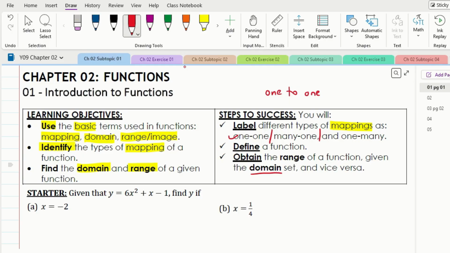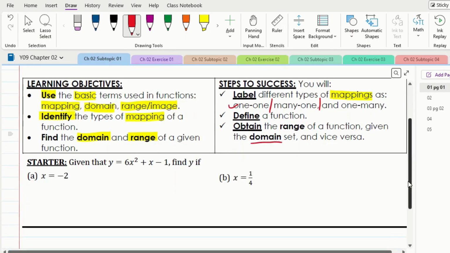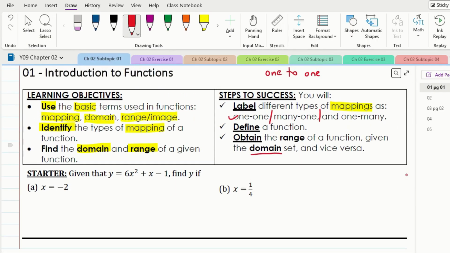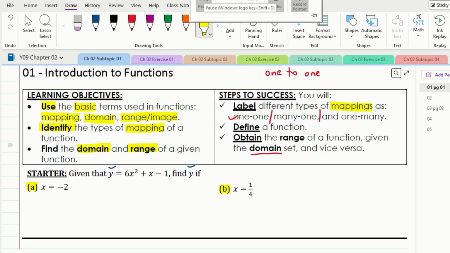So with that, before I start to deliver the examples and the explanation of the content, please try to do the starter on your own, and I will pause the video for you to answer this question below. Given that y equals 6x squared plus x minus 1, find y if a, x equals negative 2, and b, x equals 1 over 4. Please try to answer the above starter, and I will pause the video now.